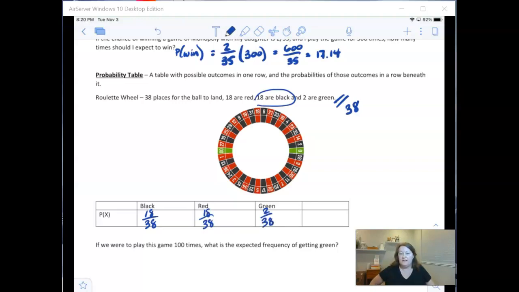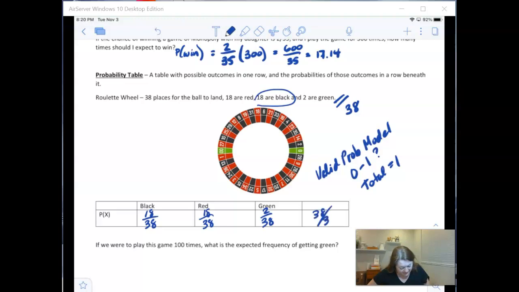Okay, and I can go and calculate the decimals of this, but again, they're going to ask you, is this a valid probability model? And we've done this before. What are we looking for? To make sure all the probabilities are between 0 and 1 and that the total sum is equal to 1, right? So each one of those fractions is somewhere between 0 and 1. If I add them all up, 18 plus 18 plus 2 is 38 over 38 as a total. So this is a valid probability model.